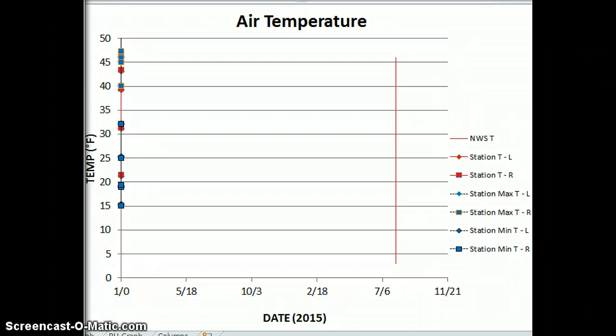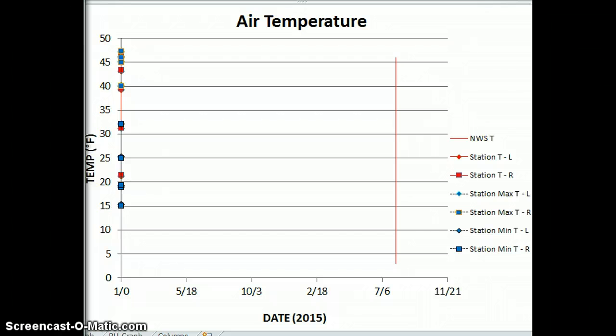On day 4, March 27th at 2:30 p.m., the current temperature on the left was 46.2 degrees Fahrenheit, 7.8 degrees Celsius. On the right, the current temperature was 46.3 degrees Fahrenheit, 7.8 degrees Celsius. The max temperature on the left was 46 degrees Fahrenheit, 7.7 degrees Celsius, and on the right, the maximum temperature was 46 degrees Fahrenheit, 7.7 degrees Celsius.